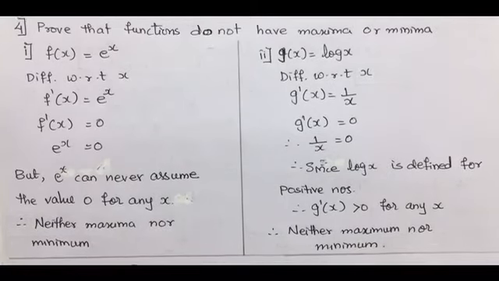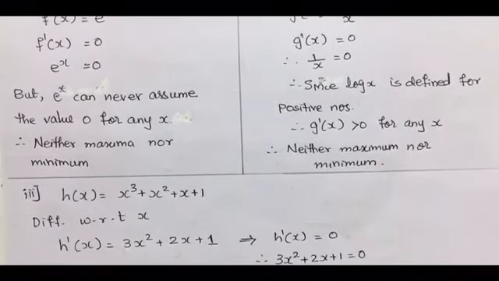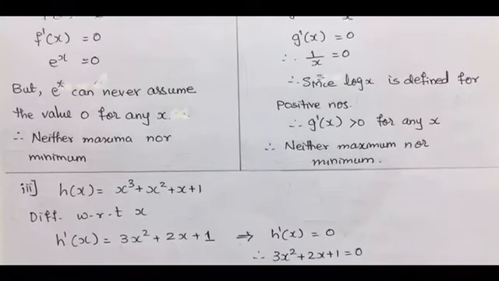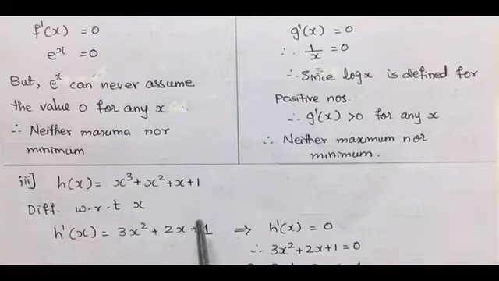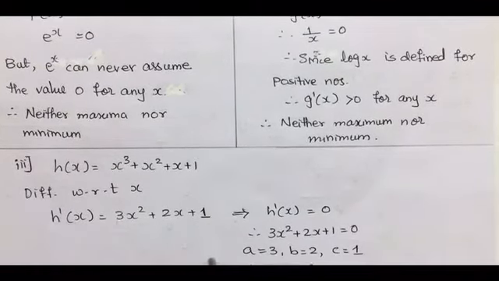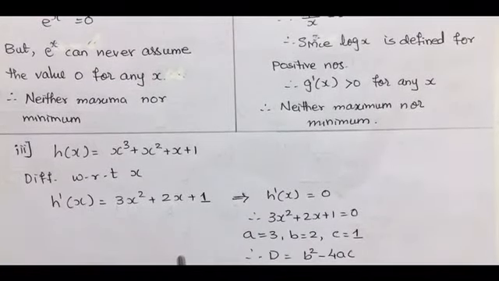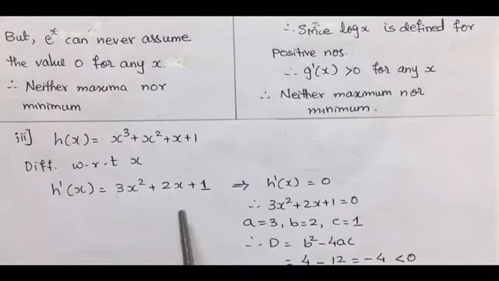Now for the third one, the function given is h(x) is equal to x cube plus x square plus 1. If we differentiate it with respect to x, then it becomes 3x square plus 2x plus 1.